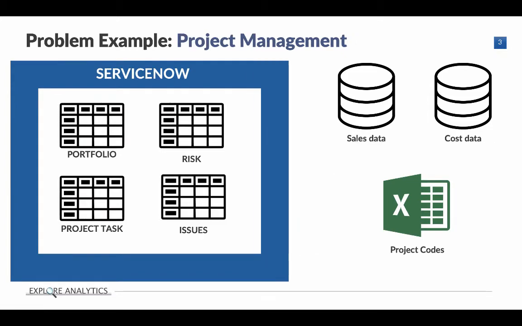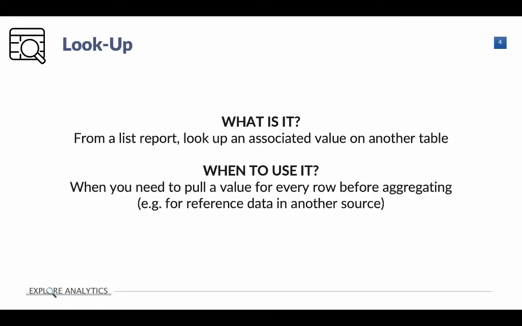The other example we're going to touch on today is in project management. Again, when you have portfolios and individual projects and risks and issues, and you want to pull that information together into one report, you can use a lookup. In this case, we're going to go through an example that pulls together projects and portfolios with data from risk and from issues. But again, this is going to be something that you can use across any data source and any table.